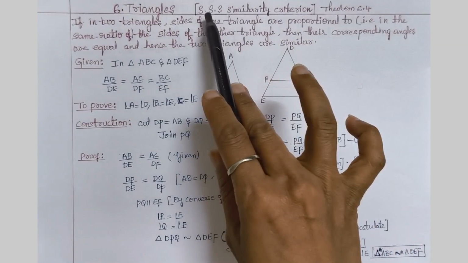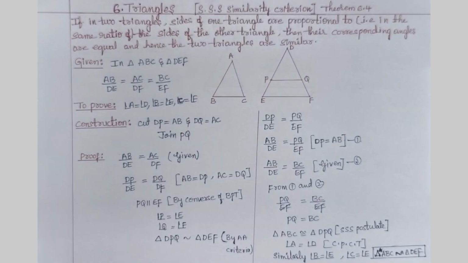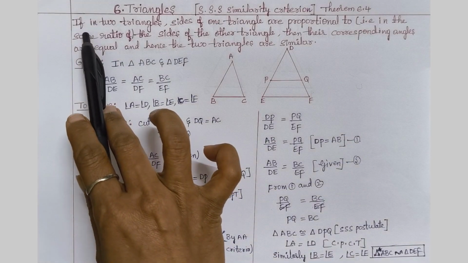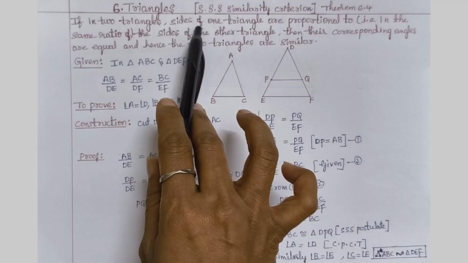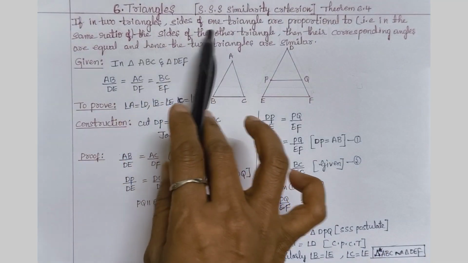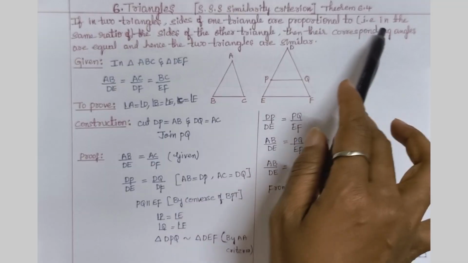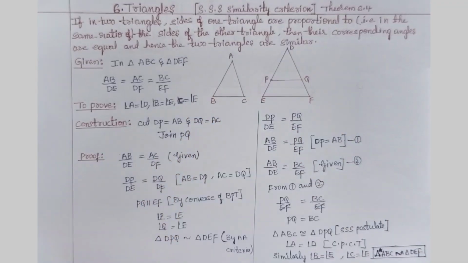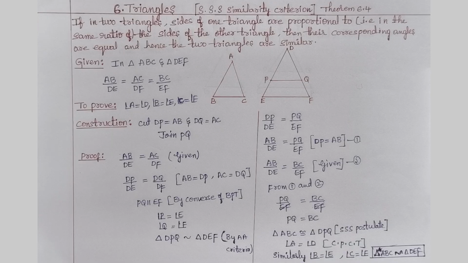Class 10, lesson 6, Triangles, theorem 6.4, the SSS similarity criterion. What is the theorem? If in two triangles, the sides of one triangle are proportional to the sides of another triangle, then their corresponding angles are equal. Hence, the two triangles are similar. We have to prove this.